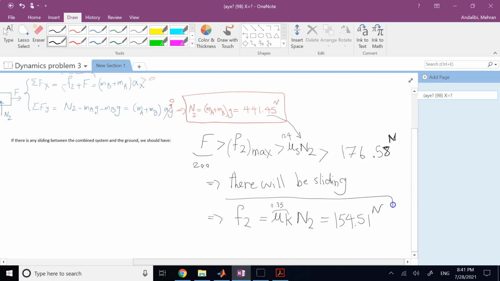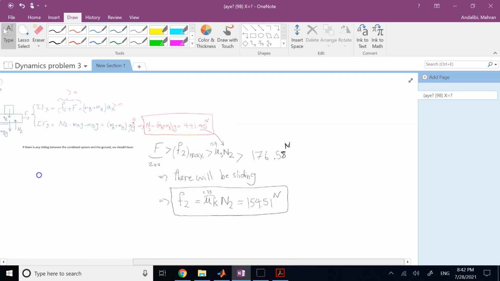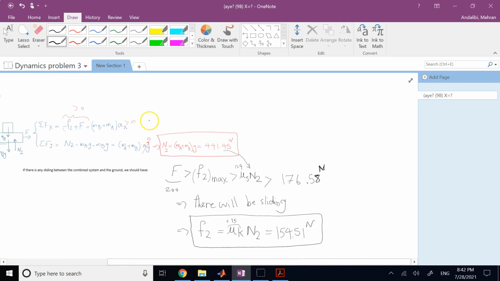So this is the friction that the system will be exposed to between the system and the ground. Good? Fine. If I have that number and I go and plug it back into this equation number 1, I call this equation 1, and I plug this into 1. Since I have F2 as a number, and I have F as a number, and I have MA plus MB as a number, the only unknown in it is going to be what? AX.